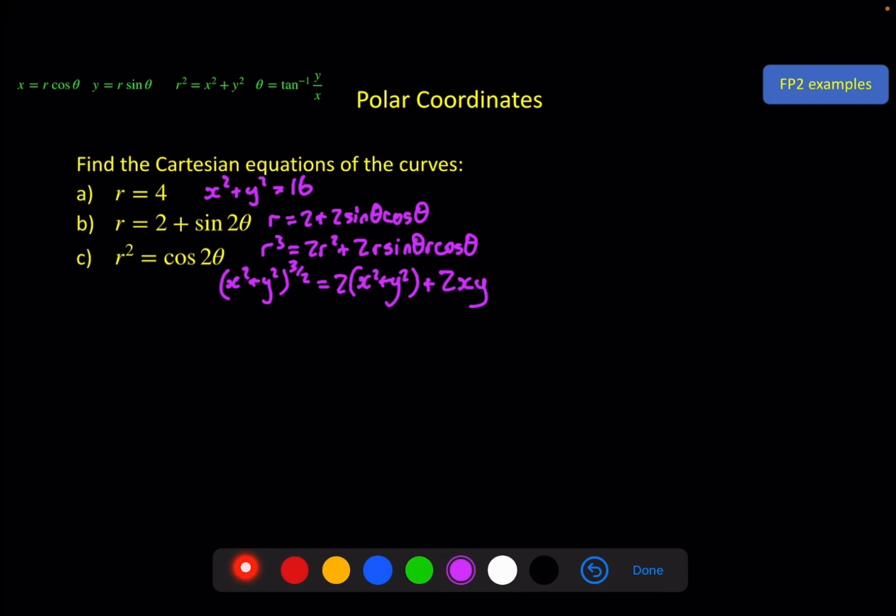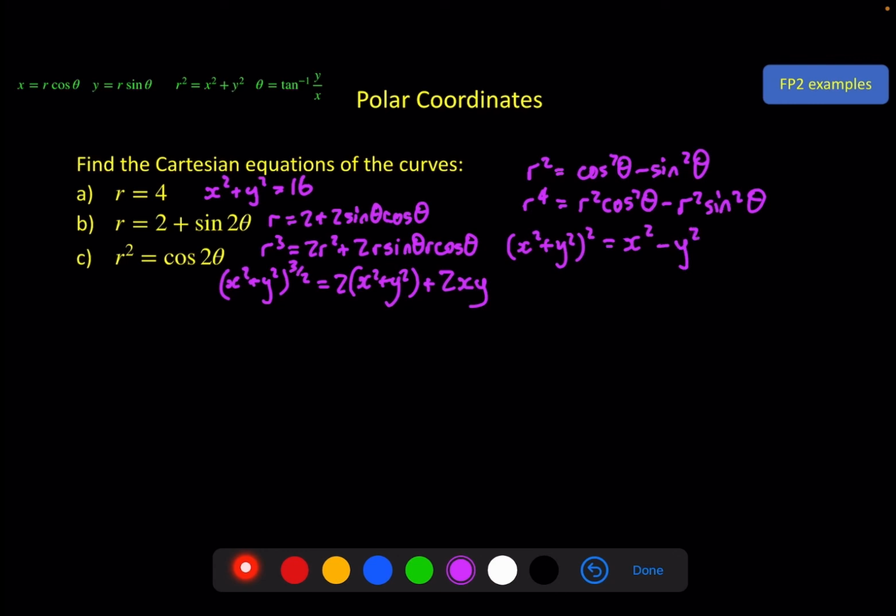The last one, we've done most of the work already in a previous example. We've got r squared equals cos 2 theta, which is cos squared theta minus sine squared theta. Multiply everything by r squared gives us r to the power 4 equals r squared cos squared theta minus r squared sine squared theta. And then we've got x squared plus y squared all squared is equal to x squared minus y squared.